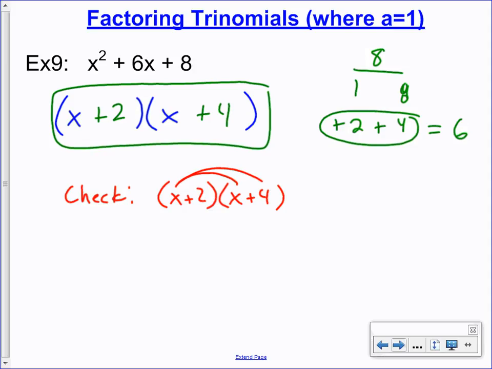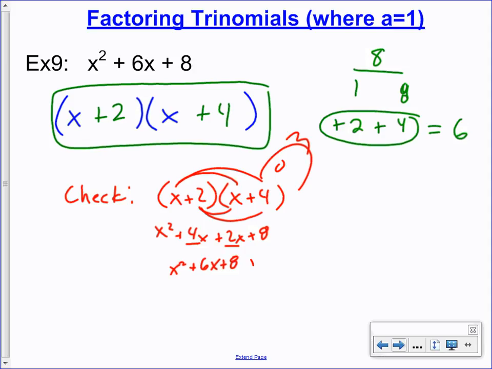Okay. So if you distribute, you get x squared plus 4x, and then 2x plus 8. Combine the like terms in the middle. That's x squared plus 6x plus 8. It works. Check yourself, either mentally or work it out. You do not have to leave a factoring problem wondering if you're wrong. You should know.